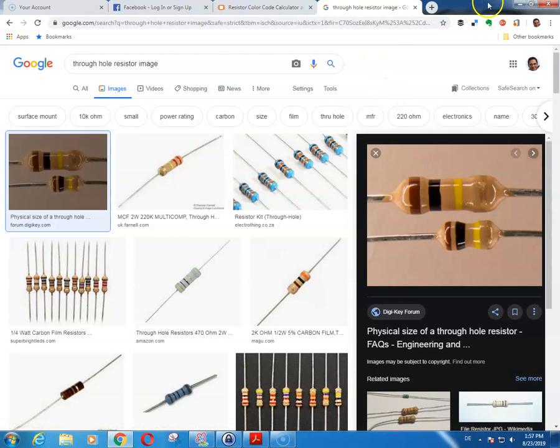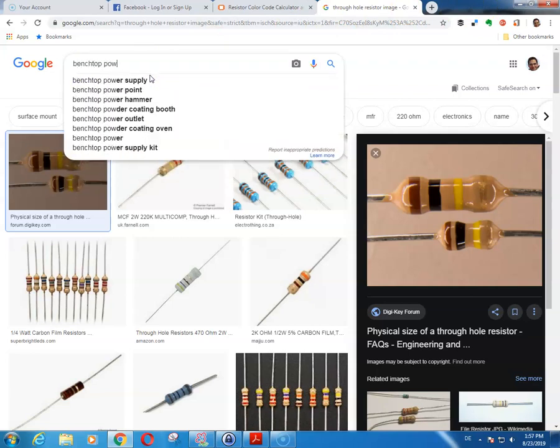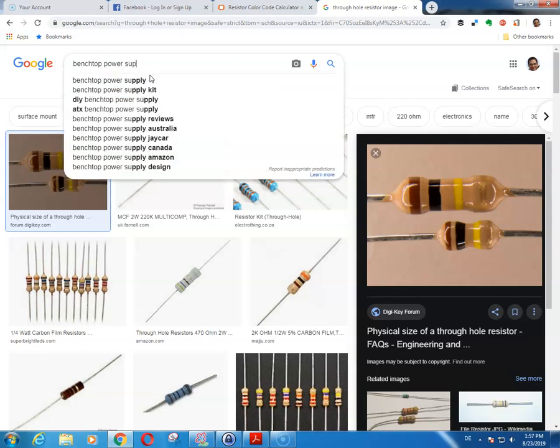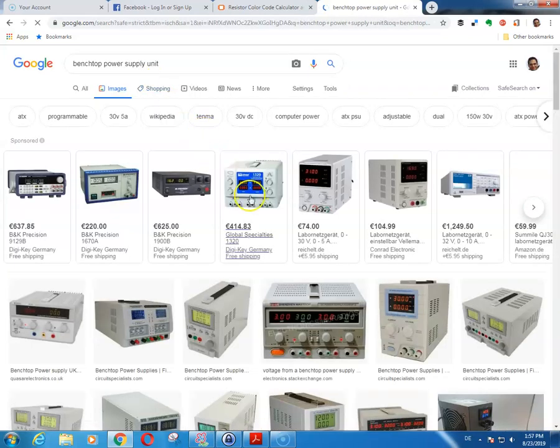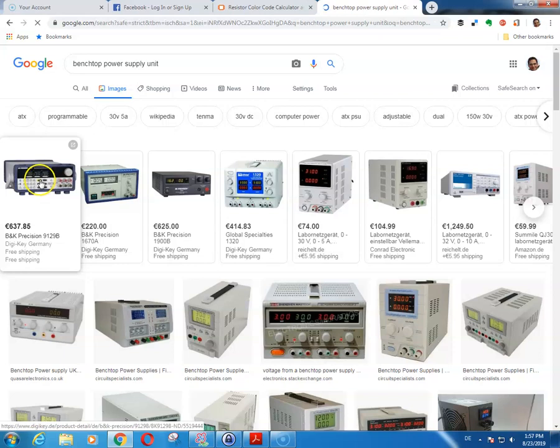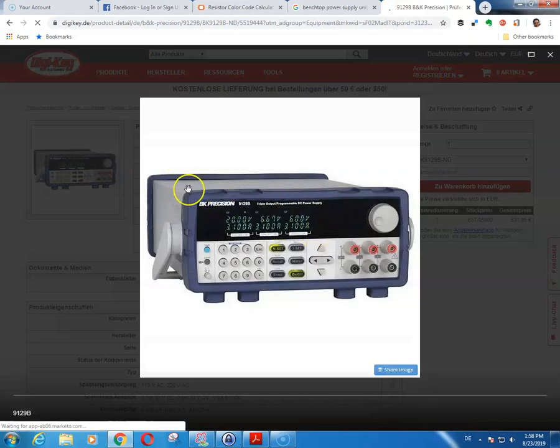And of course, voltage is not something that you can see. It comes out of something called a power supply unit, a benchtop power supply unit, and it would be something like this. For example, you see this is a B&K Precision 9129B, and it's basically a box like this. You have these terminals over here.